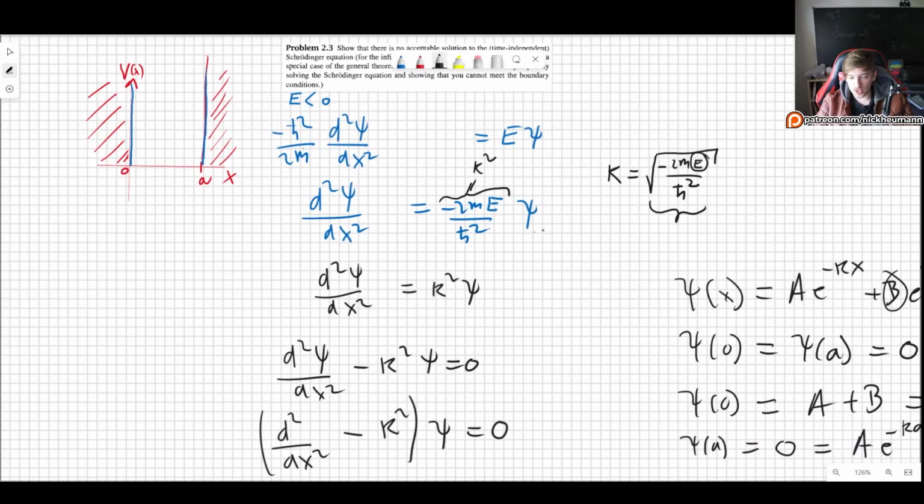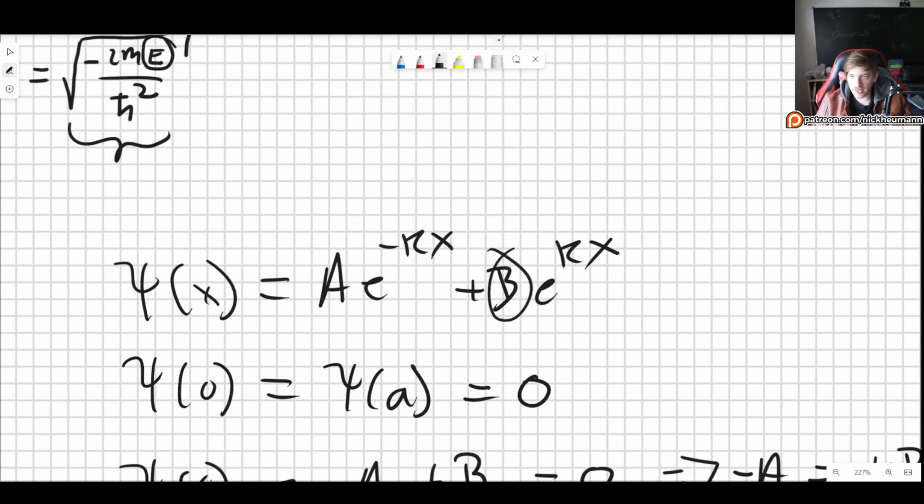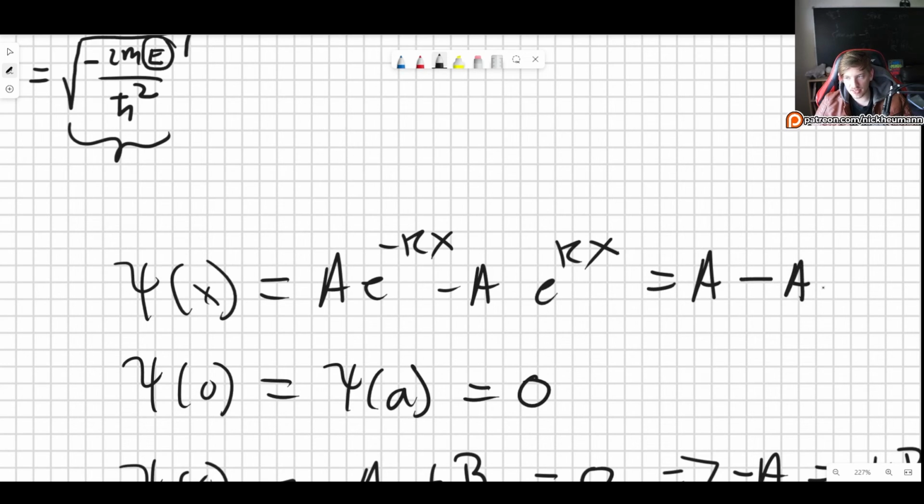But what does that mean, right? Let's go back to our wave function right here. If k is equal to 0, and we know that b is equal to minus a, then that means that our wave function is a times e to the 0, which is 1, minus a times e to the 0, which is 1. So we get a minus a, which is 0. So again, we had a non-normalizable solution for the Schrödinger equation.